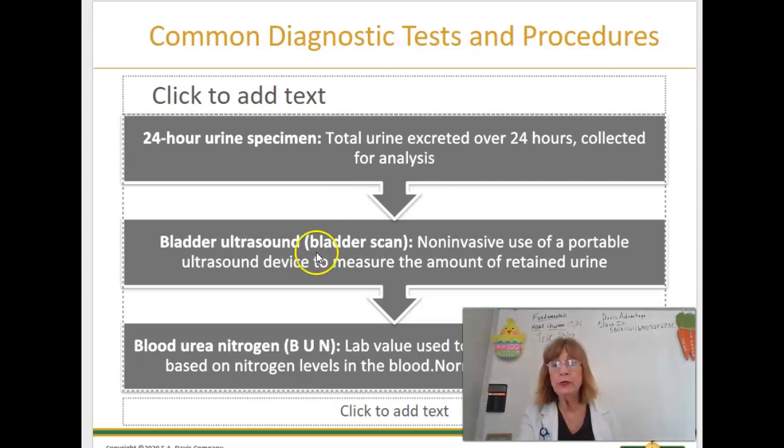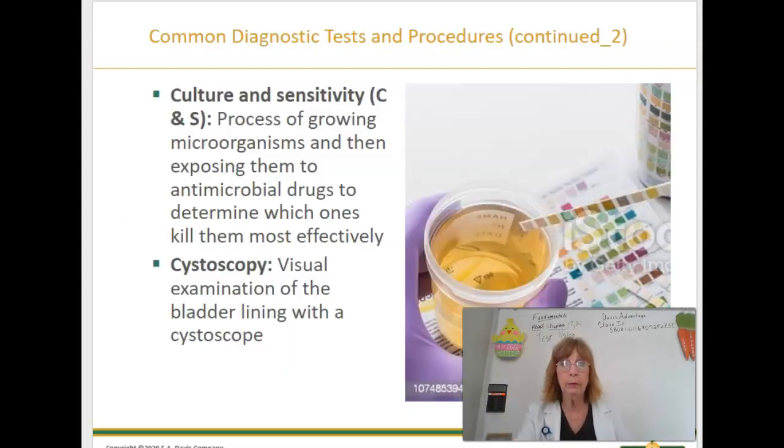Blood urea nitrogen is the blood test that looks at waste in the blood, to see if your kidneys are filtering correctly. If the kidneys are not filtering, it's going to be high.